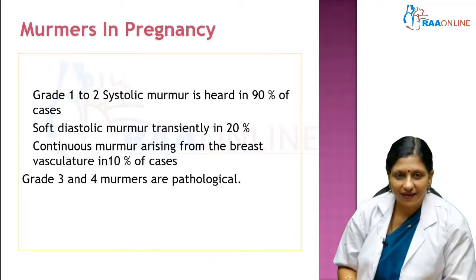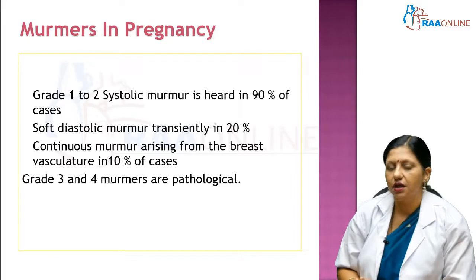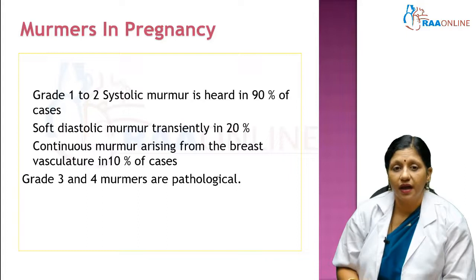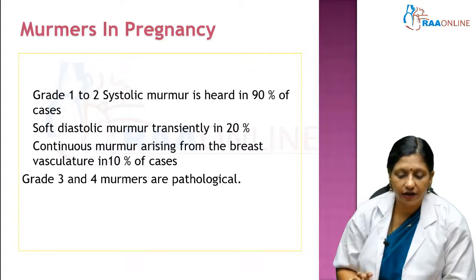In pregnancy, grade 1 and grade 2 systolic murmurs are heard in 90% of normal individuals. Sometimes there can be a continuous murmur arising from the breast vasculature in 10% of cases because of the increased blood flow in the internal mammary artery. A grade 1 or grade 2 murmur can be a physiological pregnancy related murmur, but a grade 3 or grade 4 murmur is always pathological.